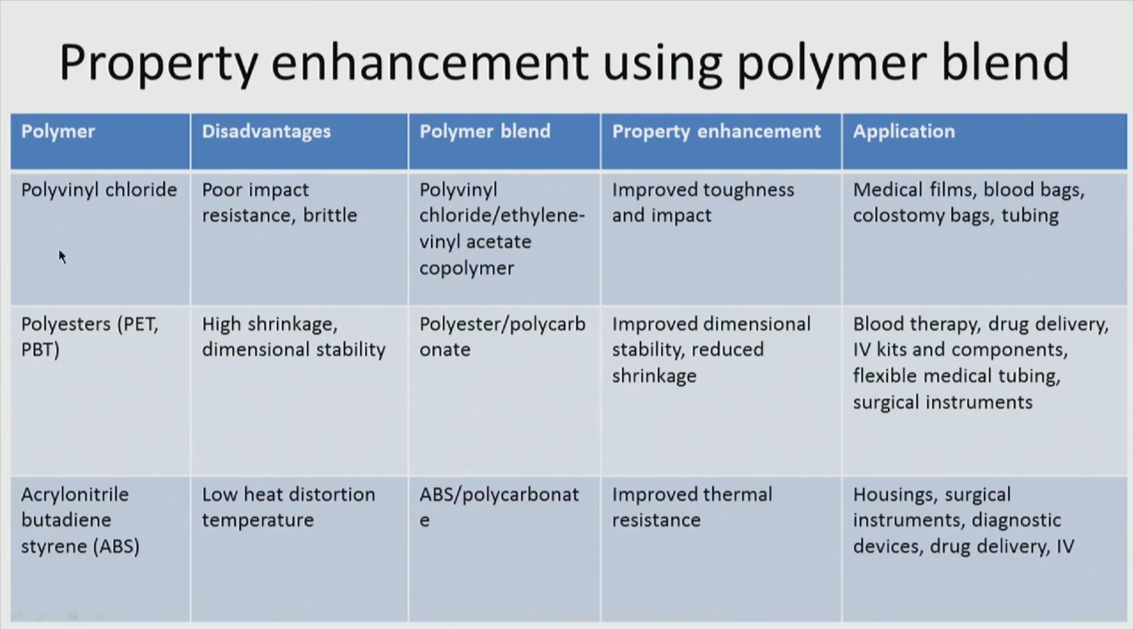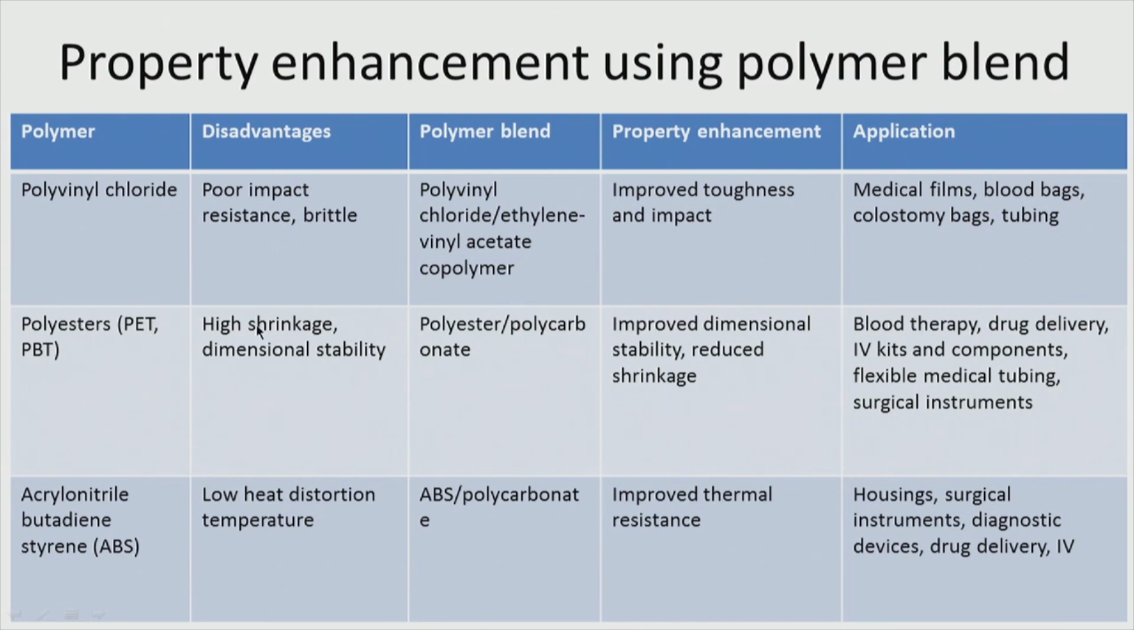Okay. Some examples: PVC, it has got poor impact resistance, it is brittle, okay, it can break. So, what do they do? They add ethylene vinyl acetate copolymer. Okay. So, improved toughness and impact. So, it will not be brittle, some flexibility is there, that is why it is used in medical films, blood bags. So, PVC alone if you use, it is very brittle, it is not flexible. So, they add ethylene vinyl acetate copolymer, okay, of this. So, it can be used for bed bags or films or tubings and so on.